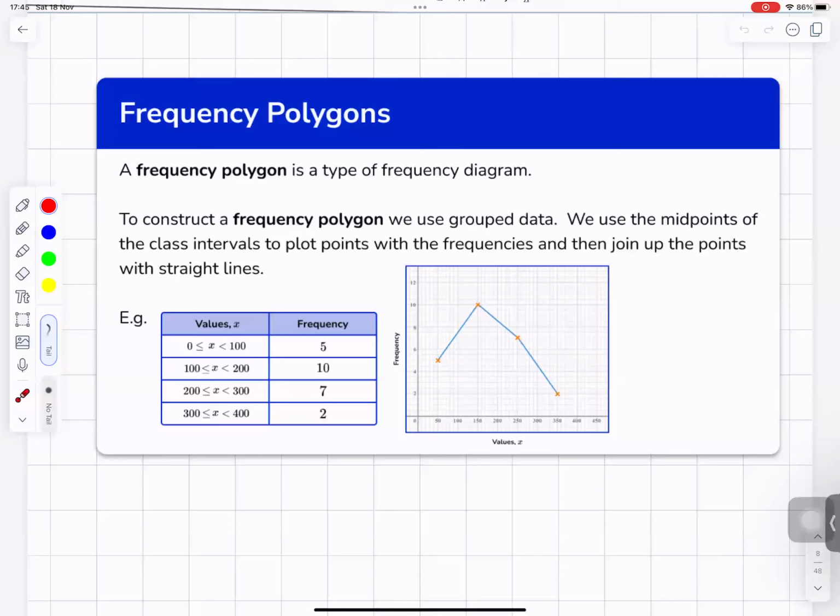This is another example. It's a type of frequency diagram. To construct a frequency polygon, we use grouped data, and we use the midpoints of the class intervals to plot points with frequencies, then join up the points with a straight line. So use the middle of that, which will be 50, and then 150 for the middle of that. Then you join the points. That's another example of a frequency polygon.